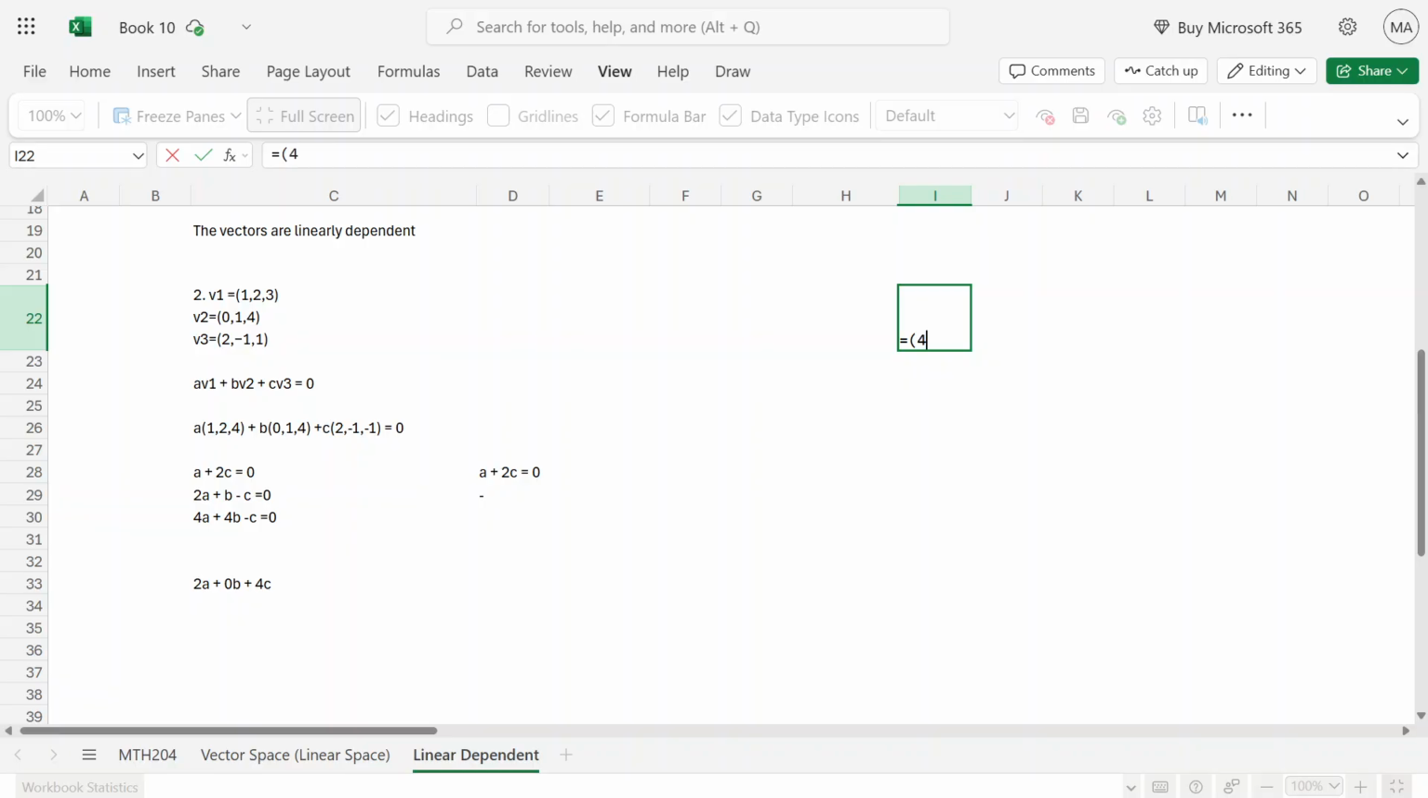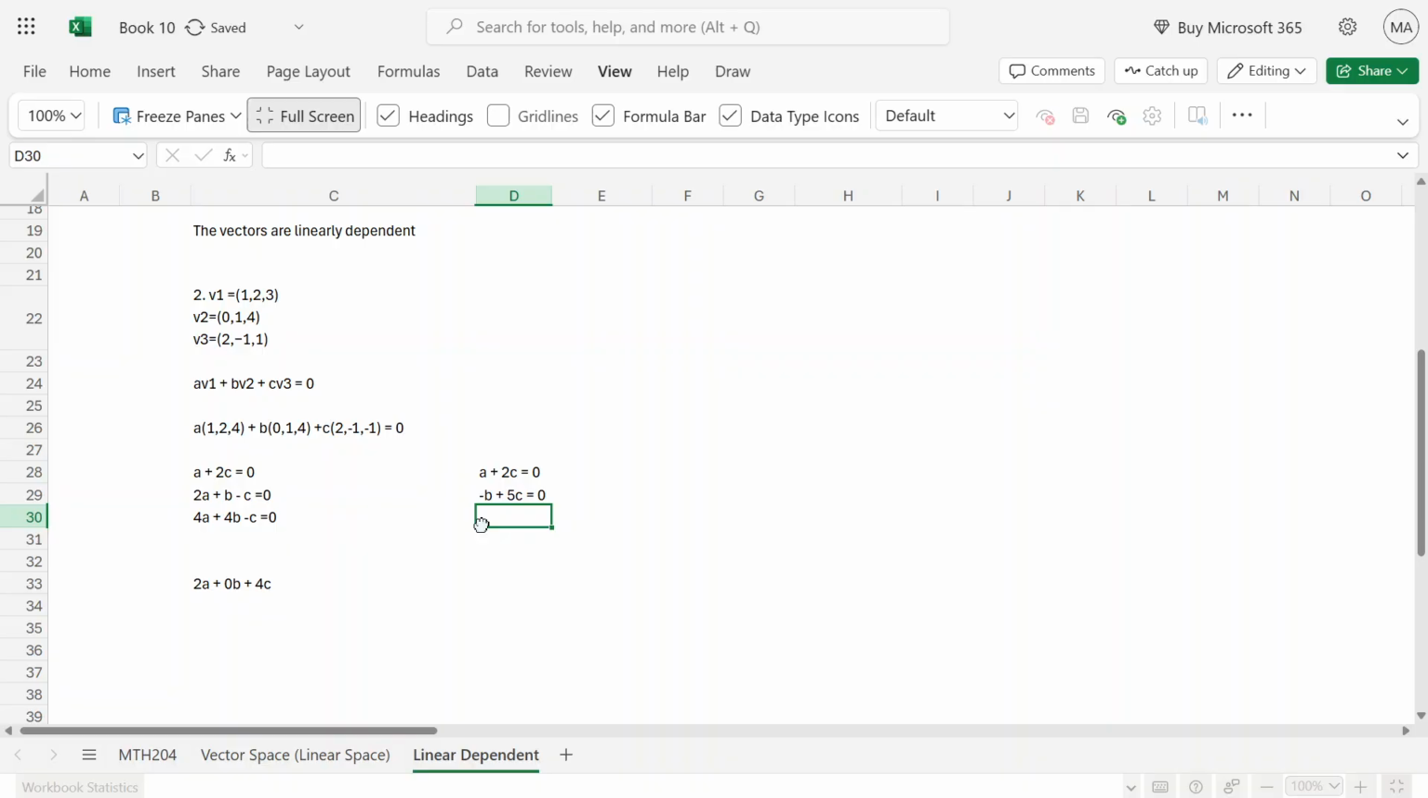So we have 4 minus 1. So yeah, correct. 5c. So here will be minus b plus 5c equals to what? Equals to 0. So that's the next one.